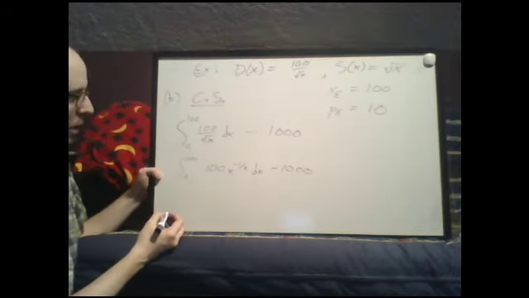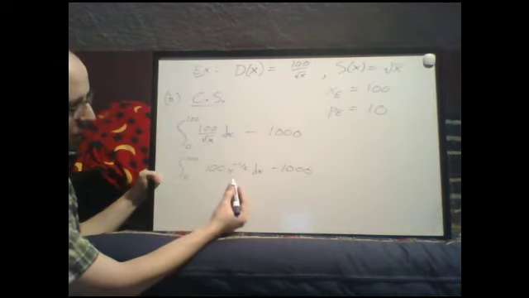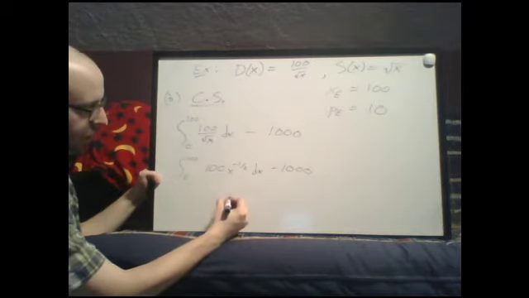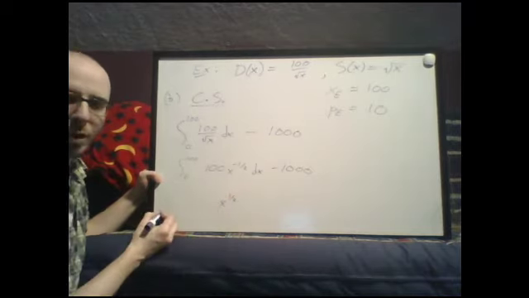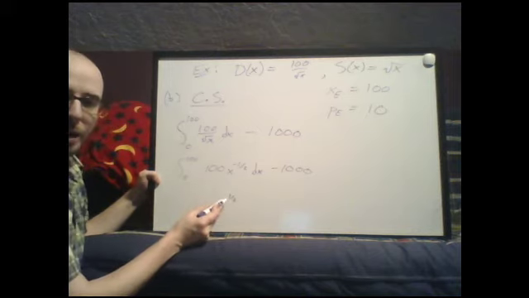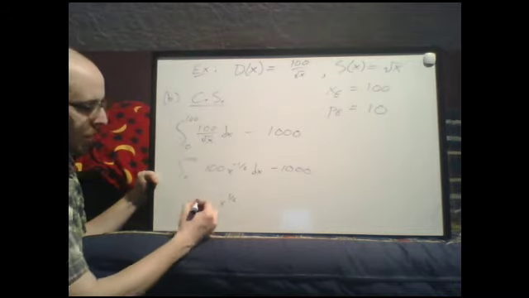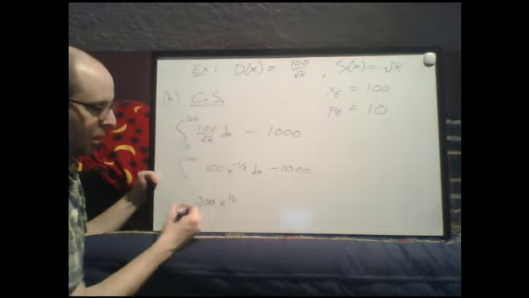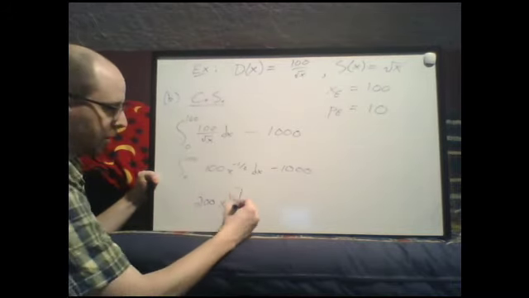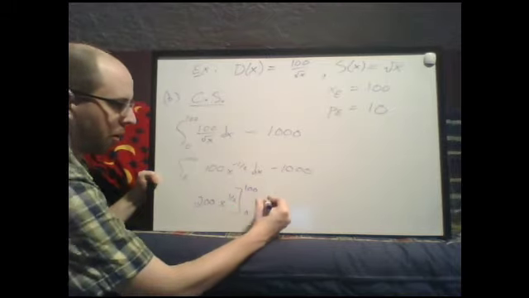So if we integrate this, we have to increase the exponent by 1. That gives me positive 1/2. Then I have to divide by 1/2, which is the same thing as multiplying by 2. So I'm going to end up with 200x to the 1/2. Plug in 100 and plug in 0.